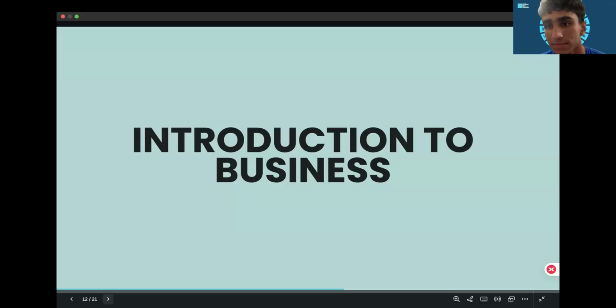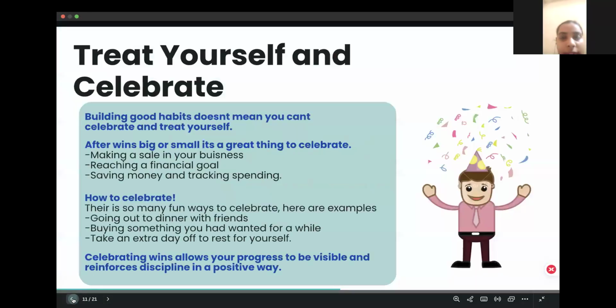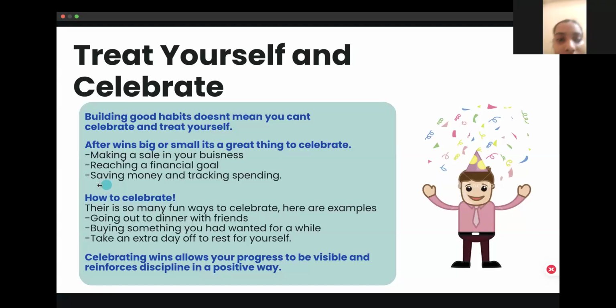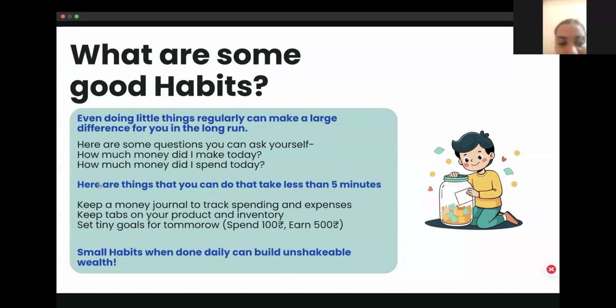Yes, please. Can you repeat that one? Small steps and habits to start in money saving. Yes, that one. Which one? This slide? Or the one before this one? So, what are some good habits?